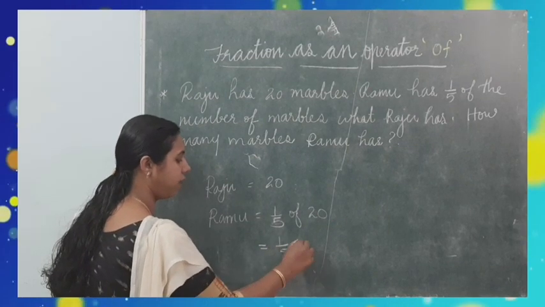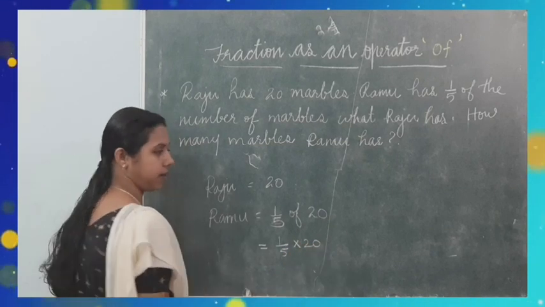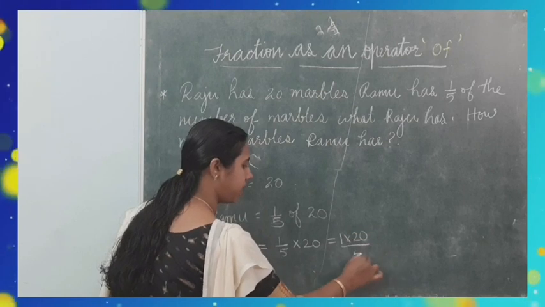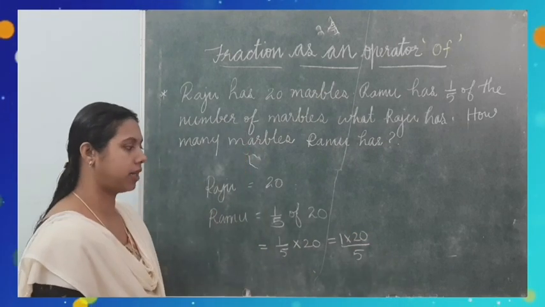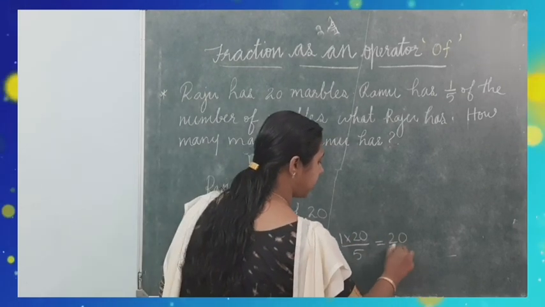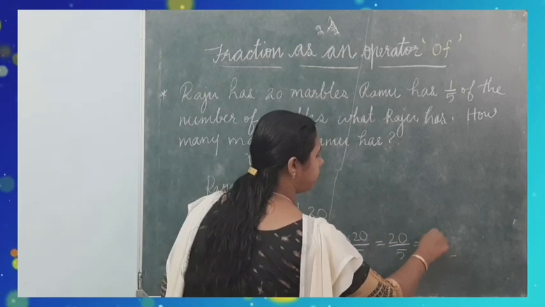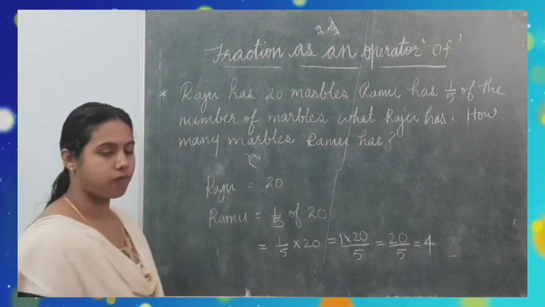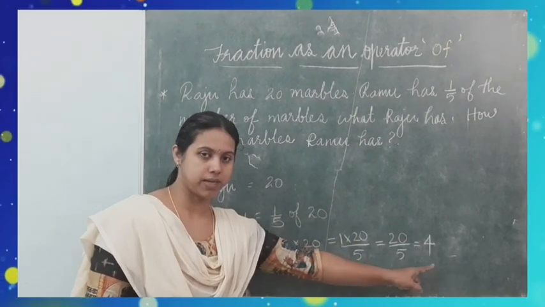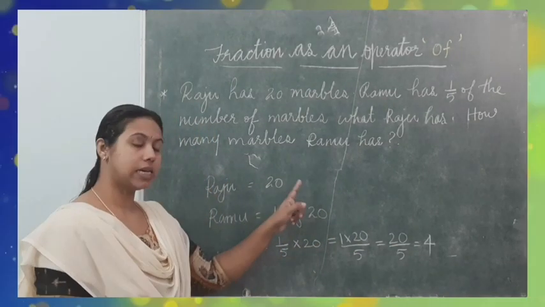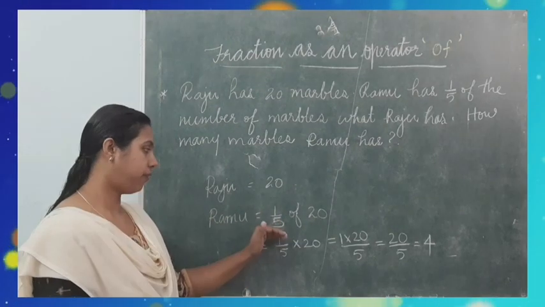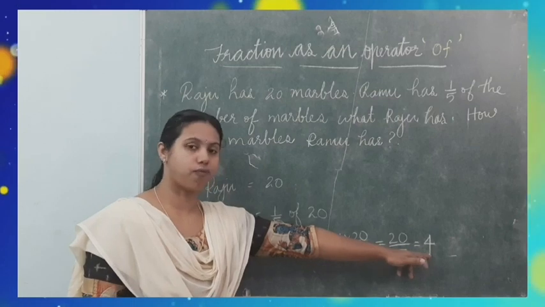So 1/5 into 20, which is equal to 1 into 20 divided by 5. Multiply the numerator and the whole number. So 1 into 20 by 5, that is equal to 20 by 5, which is equal to 4. 4 5s are 20. So Ramu has only 4 marbles, but Raju has 20 marbles. So 1/5 of 20 is equal to 4.